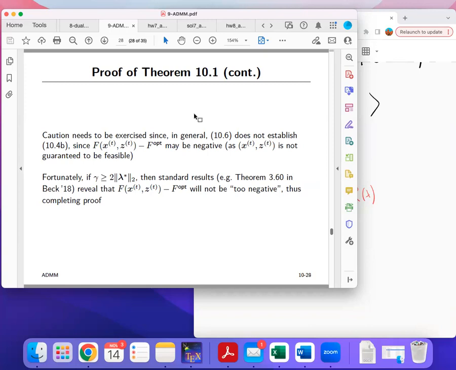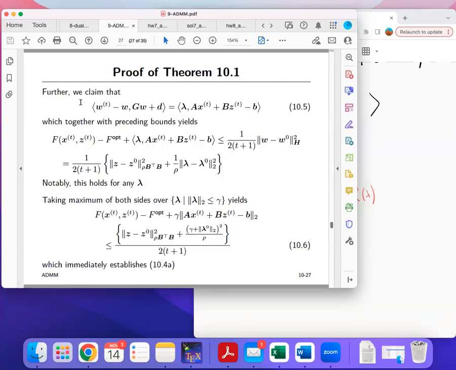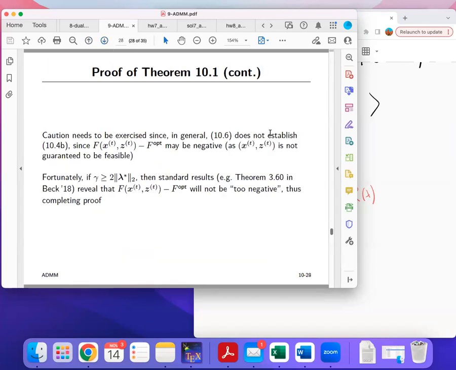Okay. In general, 10.6 does not establish 10.4b. So what is 10.6? This one. This result does not imply a bound on this one. Why? Because this optimality gap may be negative.